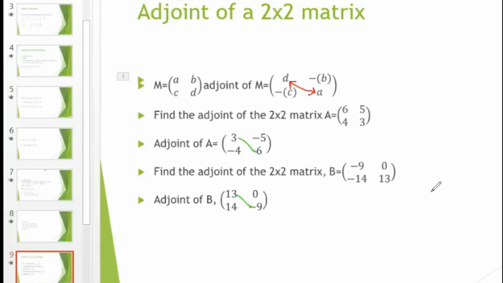Yes, sir. Please copy the examples and make your notes. Everyone good here? Yes, sir.